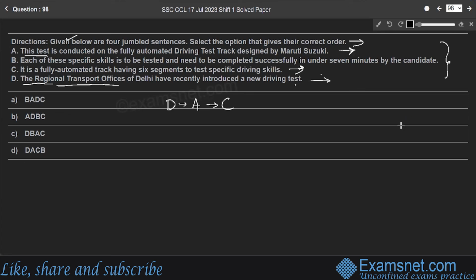At last, sentence B: each of these specific skills is to be tested and needs to be completed successfully in under 7 minutes by the candidate. This concludes the paragraph, so sentence B gives the conclusion. Therefore, the order should be DACB. Looking at the options, DACB, option D is the right answer.